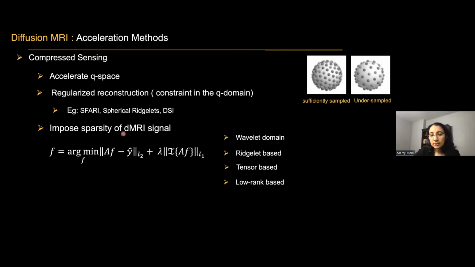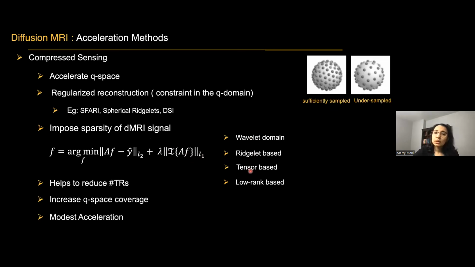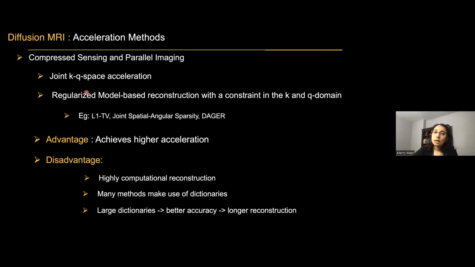So the sparsity can be imposed either directly on the diffusion signal, or it can be imposed using sparsity in some other transform domains also. Again, the way it accelerates the acquisition is it helps to reduce the number of TRs, so you can go for more Q space coverage within the same time. Again, in its simplest form, the acceleration provided by compressed sensing is also very modest. But you can combine compressed sensing with parallel imaging and can go for higher acceleration.